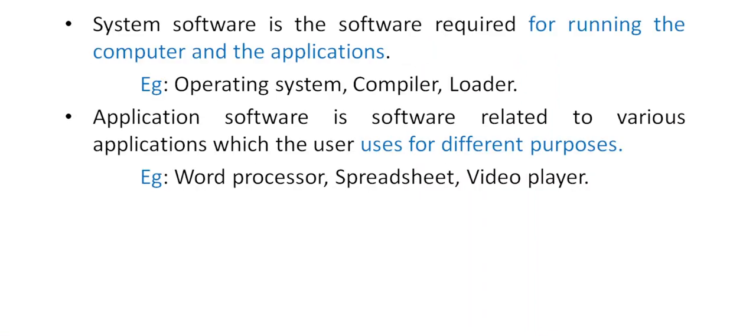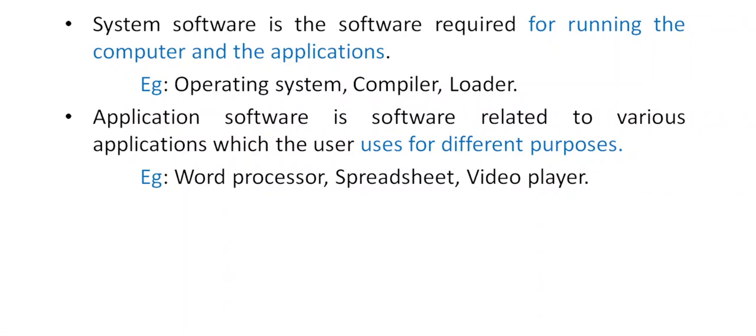So what is system software? System software is the software required for running the computer and the applications. That means those that are required for actual operation of the computer, for the computer to run, and also for the different applications to run. Examples are operating system, compiler, loader, etc. They are the system software.